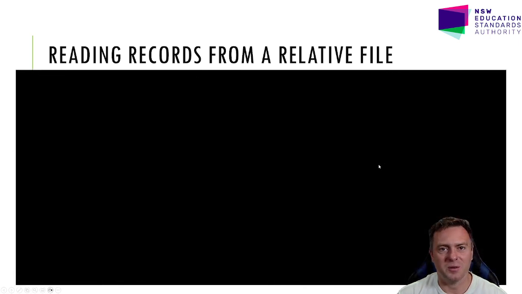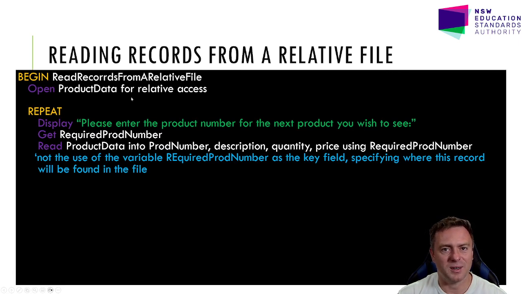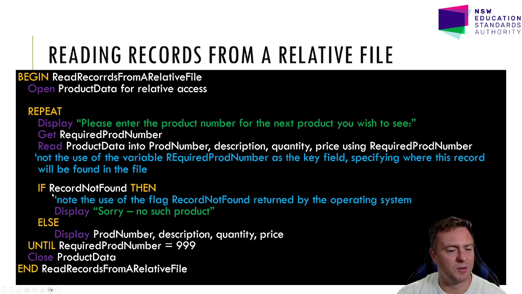So reading a record from a relative file, again, pretty easy. We open product data for relative access. We display, please enter product number for the next product you wish to see. Get the required product number, and then read the product data into product number, description, quantity, price, using the required product number that was given by the person typing it in. Note the use of the variable required product number as the key field, specifying where this record will be found in the file. If the record is not found, which is important, then display sorry, no such product. After it's done all that, if it wasn't able to find it, that's what will be spat out.